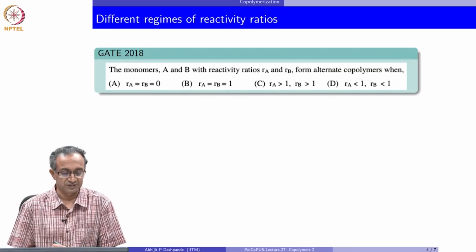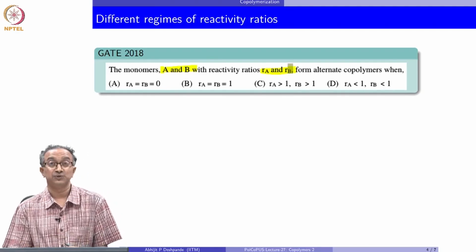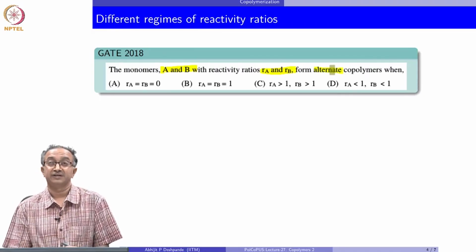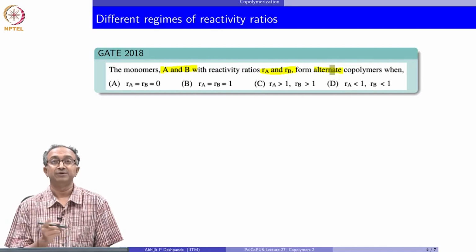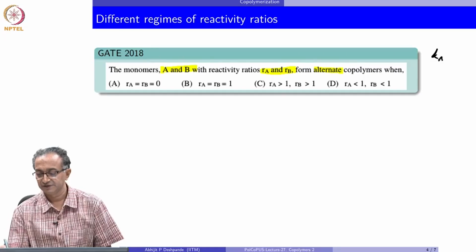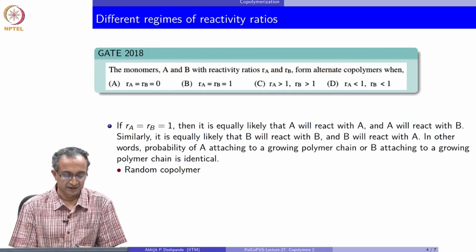And so, in this exam question, for example, two monomers have reactivity ratios of Ra and Rb as we just defined. When do they form an alternate copolymer, which means an AB, AB, AB kind of polymer? And so, there are various options depending on the Kaa or Kab rate reactions that we talked about. Basically it is an issue related to how these rate constants and their ratios, which are of course Ra and Rb, behave. So, you can think about the answer to this.